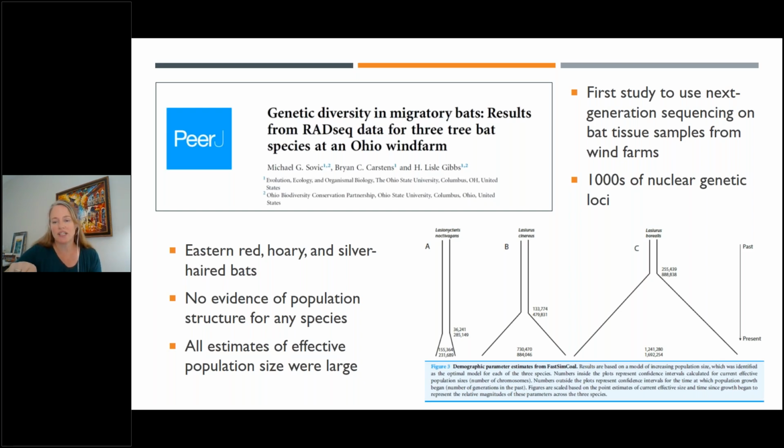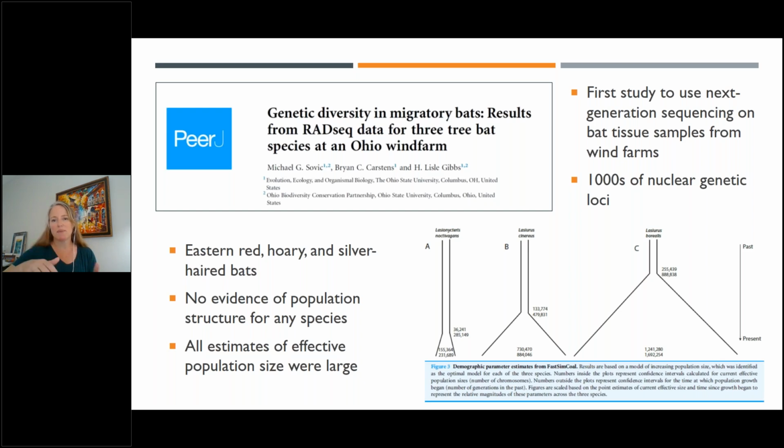And so what you see in these figures, these upside down funnels, is the silver-haired bat is A, the hoary bat's in the middle at B, and the eastern red bat is C on the right. And the numbers outside the funnel at the top are the upper and lower limits of a historical effective population size for each of these 3 species.